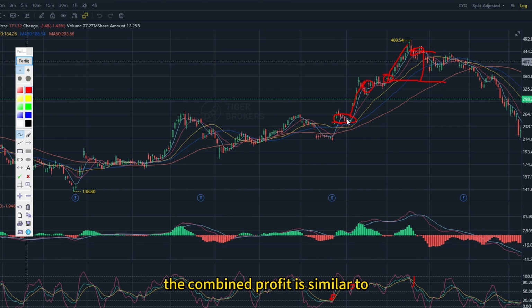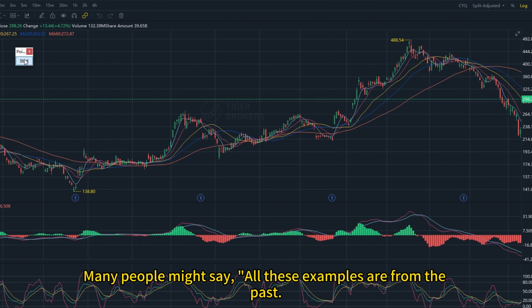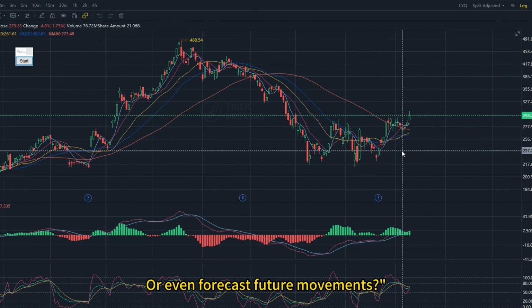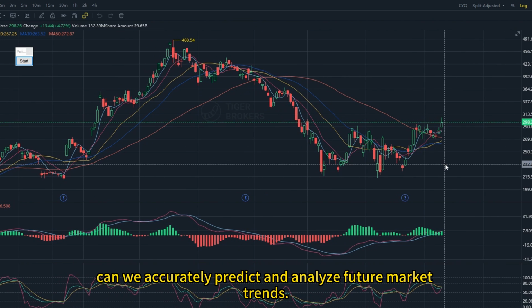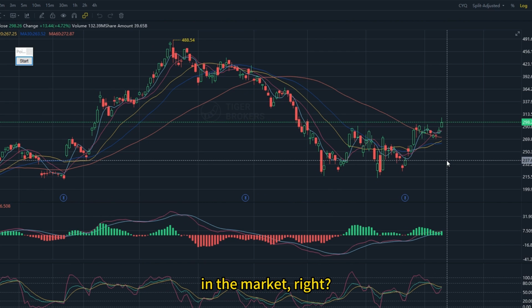Adding them together, the combined profit is similar to just holding through the entire wave. But this approach is more flexible and responsive, right? That's our trading strategy. All right, many people might say, all these examples are from the past. Can we apply this strategy to current price action or even forecast future movements? Because only by replicating it can we accurately predict and analyze future market trends. That's how we can constantly make money in the market, right?